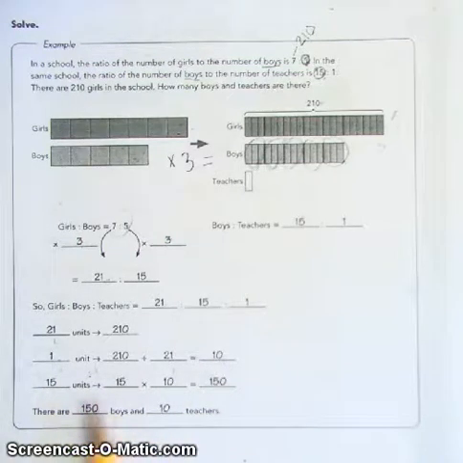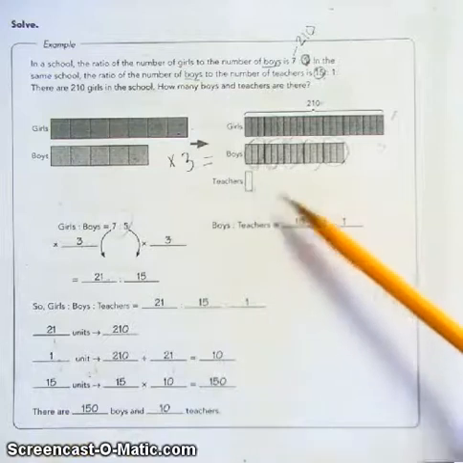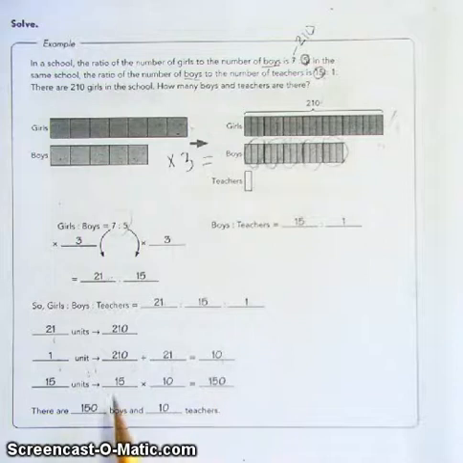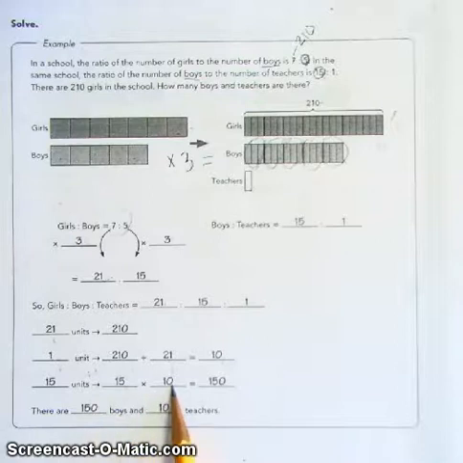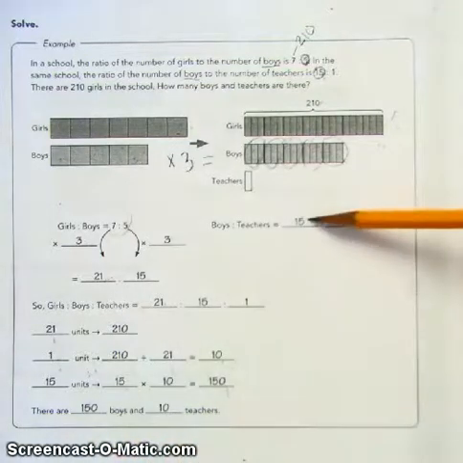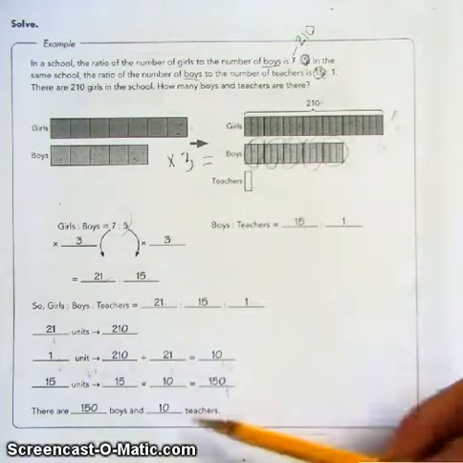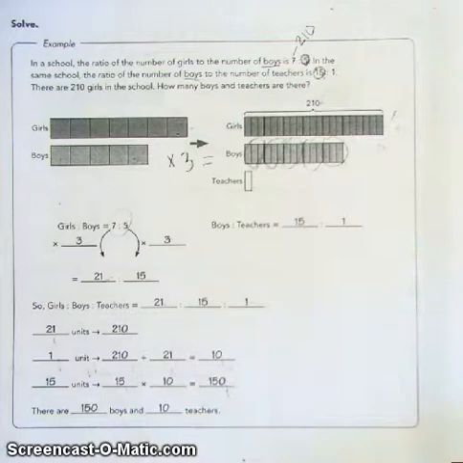And so we would go 15 units, which is how many our boys were in all of our ratios here, is equal to 150. So we took 15 units and we times it by 10, which is how much 1 unit was. It equals 150. So there are 150 boys and 10 teachers. Essentially, we just took our ratio here and times it by 10. 15 times 10 is 150. 1 times 10 is 10. So that is our answer.